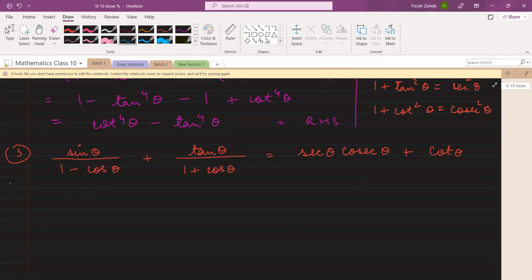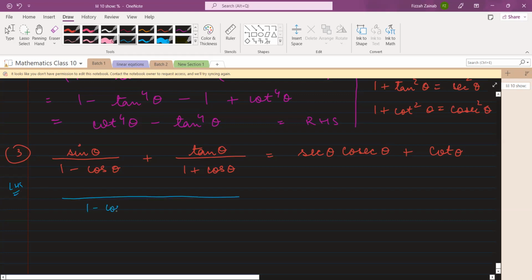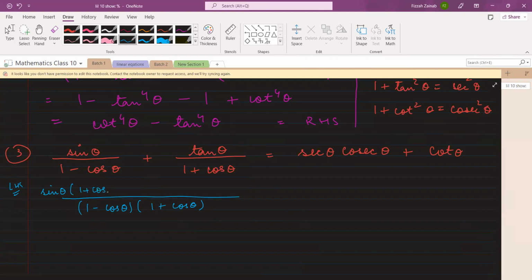Okay, now solve it with me. So in the first step, I'm solving LHS. I'm taking LCM, right? So that is 1 minus cos theta into 1 plus cos theta. So here I get sine theta multiplied by 1 plus cos theta, and then plus tan theta into 1 minus cos theta, right?